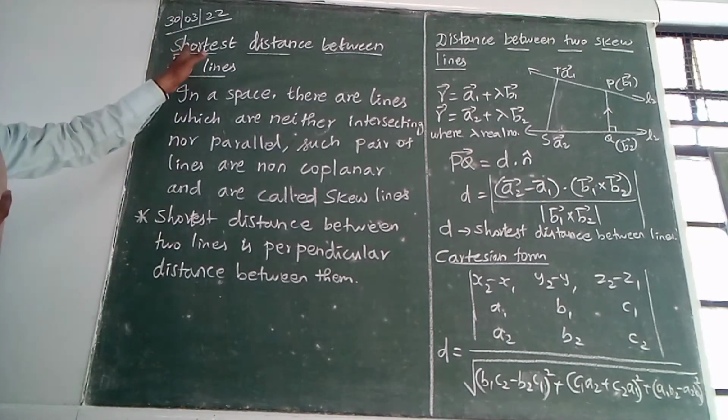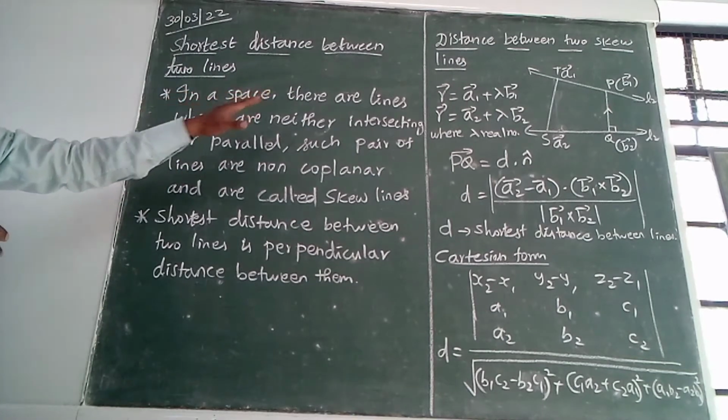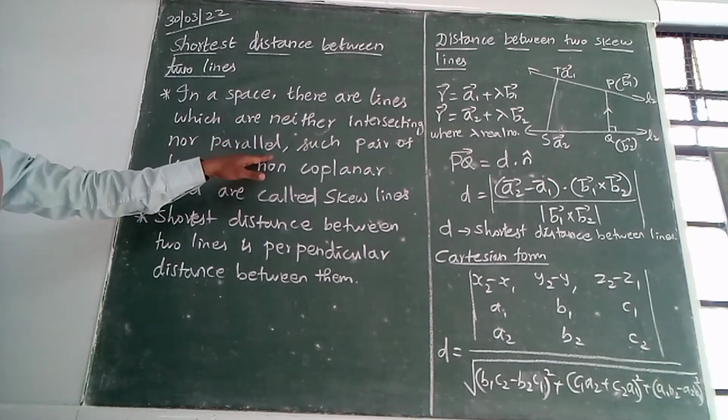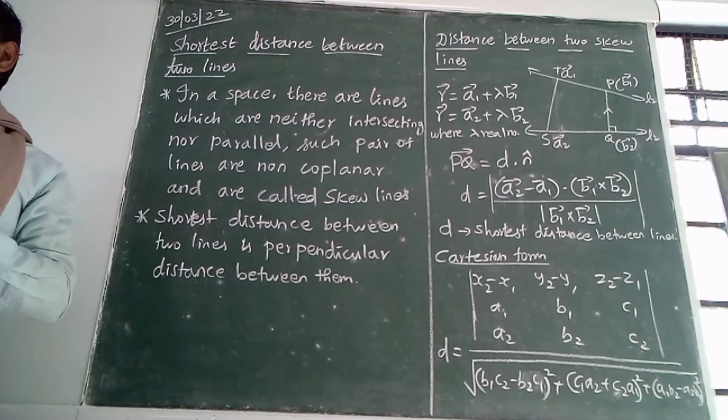Let's see the shortest distance between two lines. In space, there are lines which are neither intersecting nor parallel. Such a pair of lines, non-coplanar, are called skew lines.